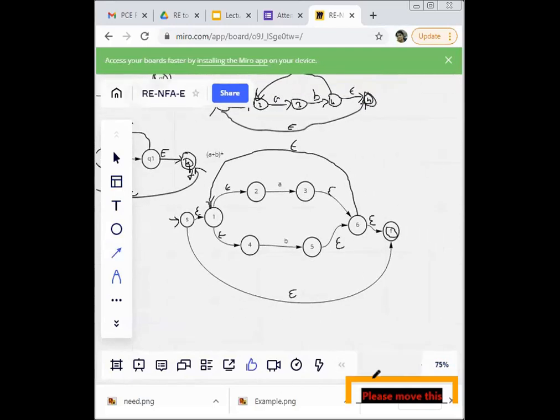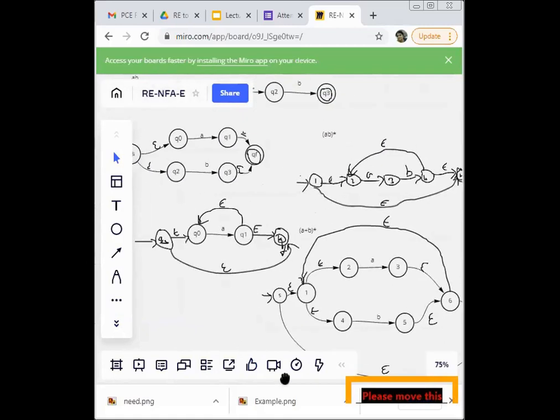Okay, I hope this is clear. Is there any doubt in A or B whole star? Is there anything else remaining? I hope not. Okay, is A or B whole star clear? Any doubt in this? Any doubt in any of this?